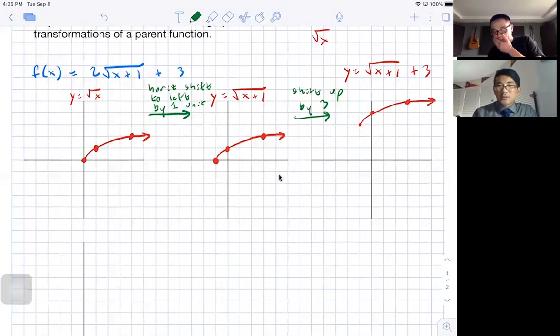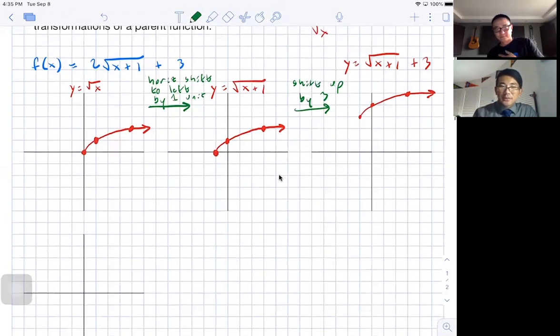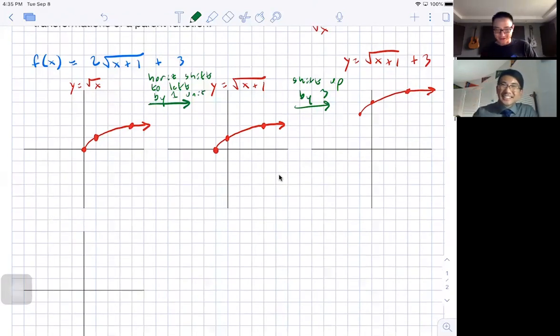So what do we have to do next? Our next part here is that vertical stretch by a factor of 2. The way I would think of this is if I just multiplied all the y coordinates by 2, what happens now? Is that a question for me? No, sorry, that's what's happening in my brain. Oh, okay, sorry.